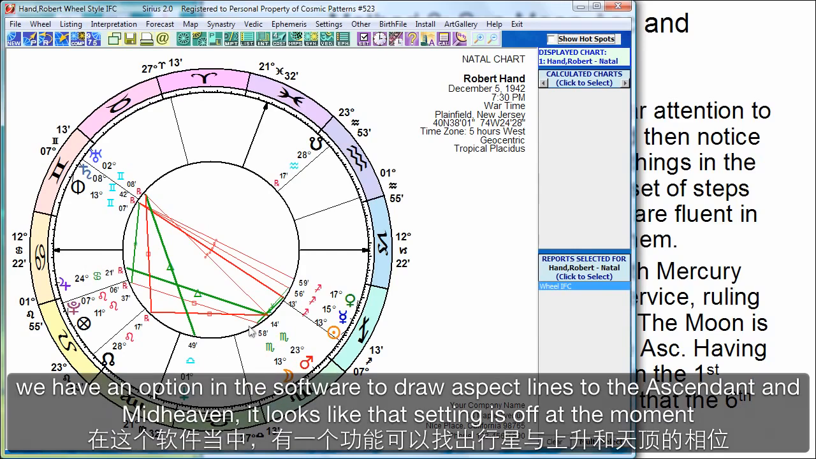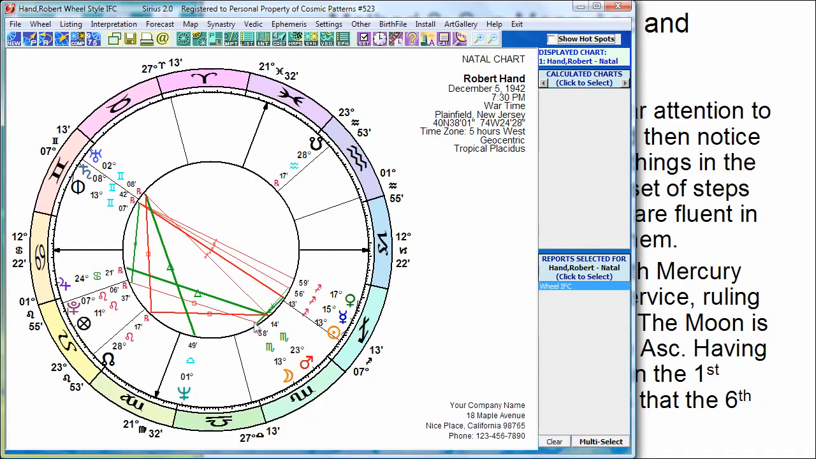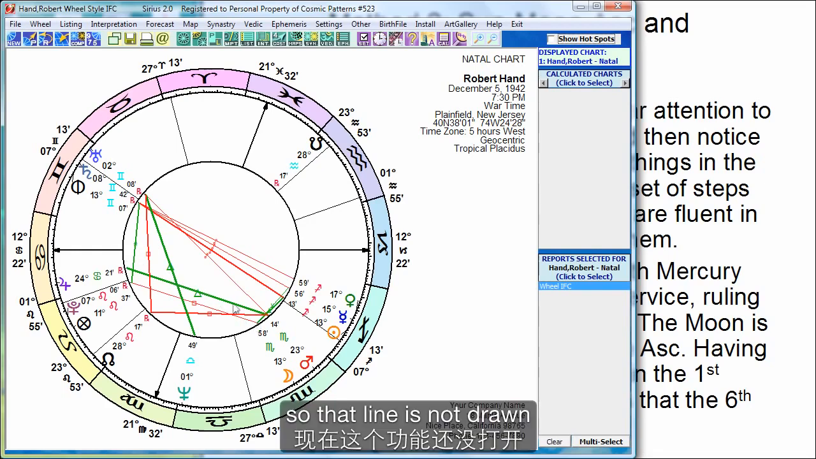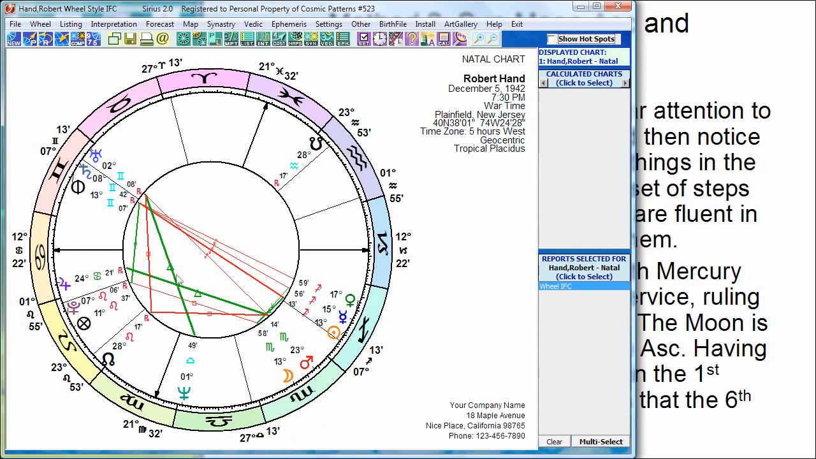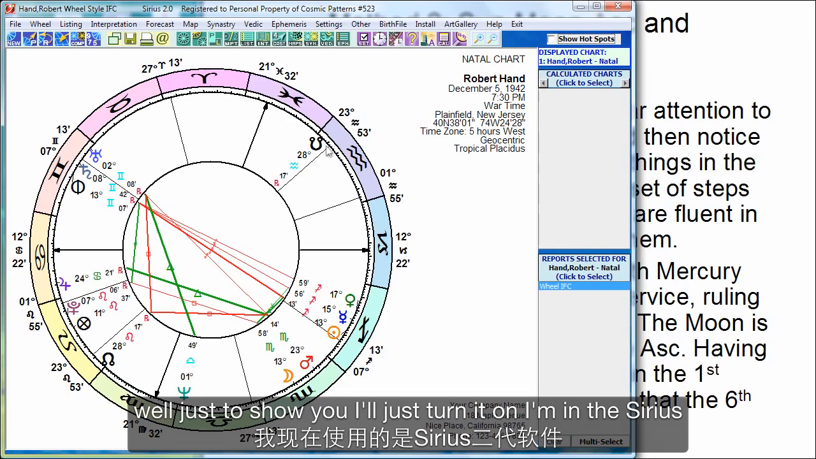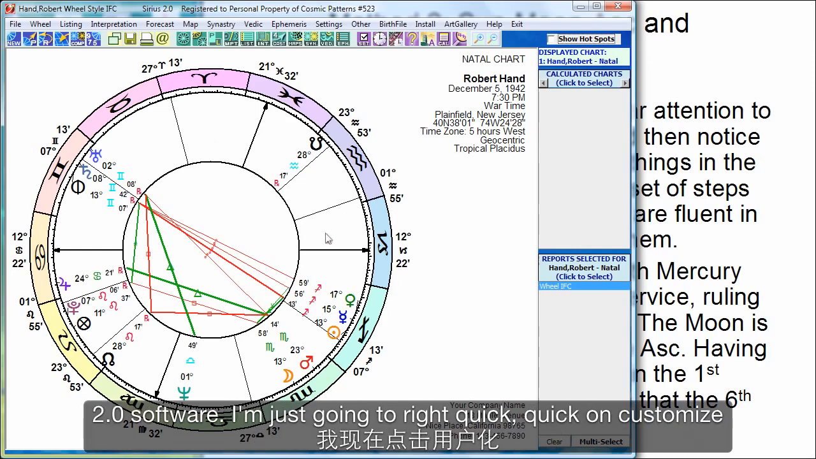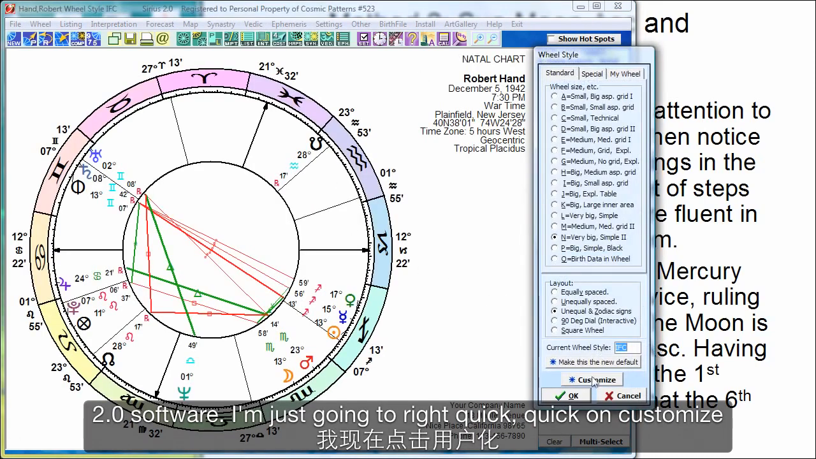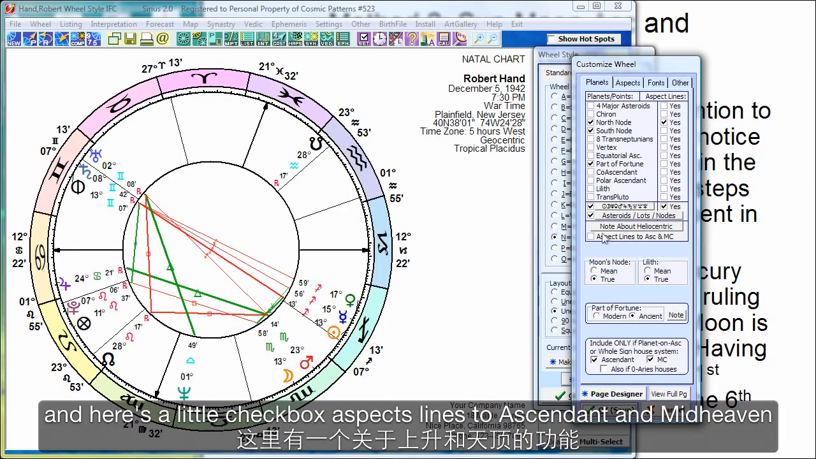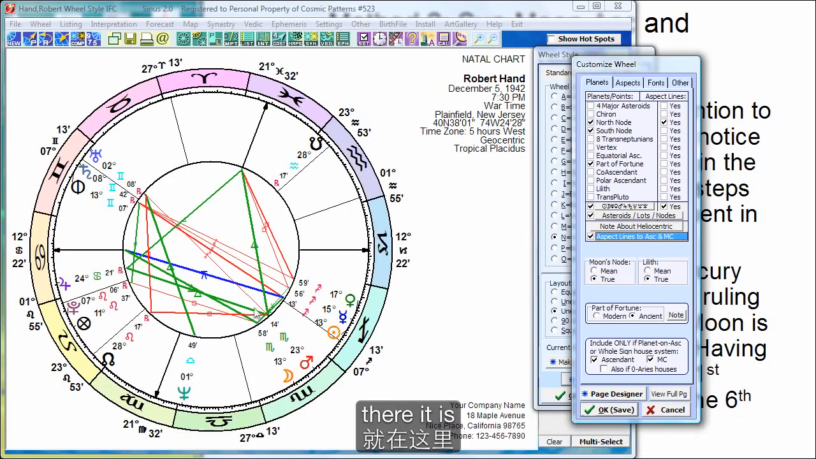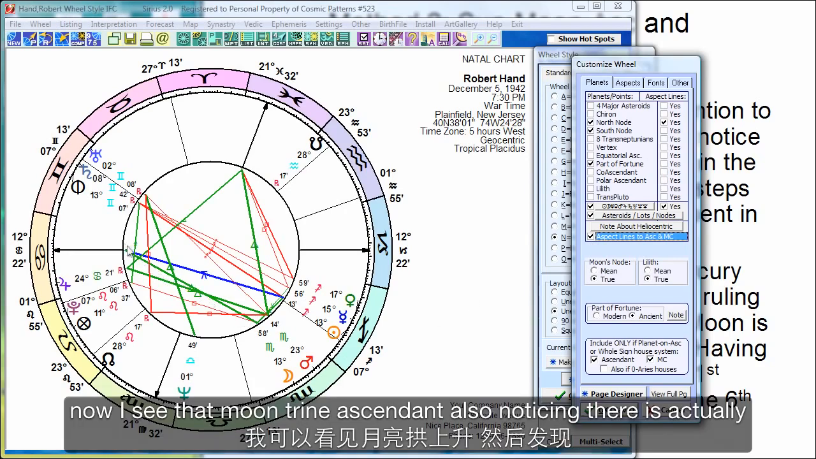We have an option in the software to draw aspect lines to the ascendant midheaven. It looks like that setting is off at the moment, so that line is not drawn. Well, just to show you, I'll turn it on. I'm in the Sirius 2.0 software. I'm just going to right-click, click on Customize, and here's a little checkbox, aspect lines to ascendant midheaven. There it is. Now I see that moon trine ascendant.